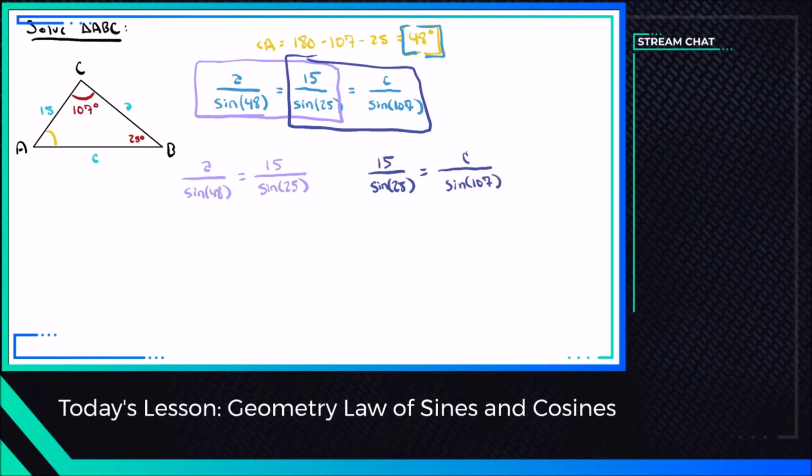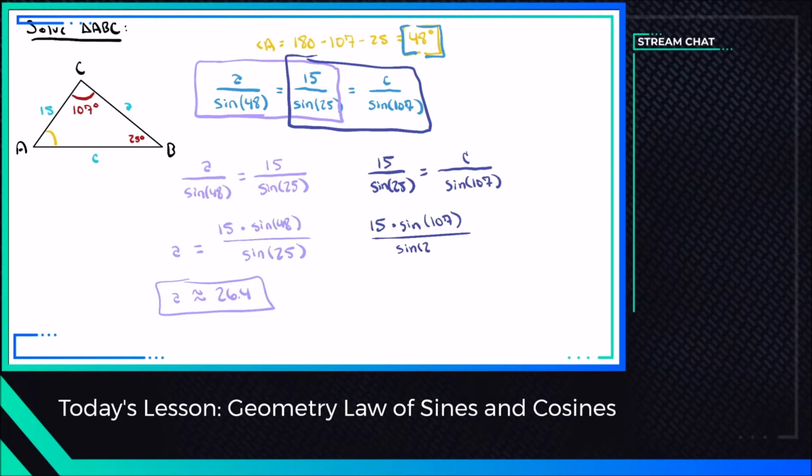And so now let's solve a first. a is going to be equal to 15 multiplied by the sine of 48. We're going to multiply that sine across on both sides and divide it by the sine of 25 to get a approximately equal to 26.4. And now c, we're going to multiply the sine of 107 across. So we got 15 multiplied by the sine of 107 divided by the sine of 25 is equal to little c. And a little c, when you plug that into a calculator, is approximately equal to 33.9.